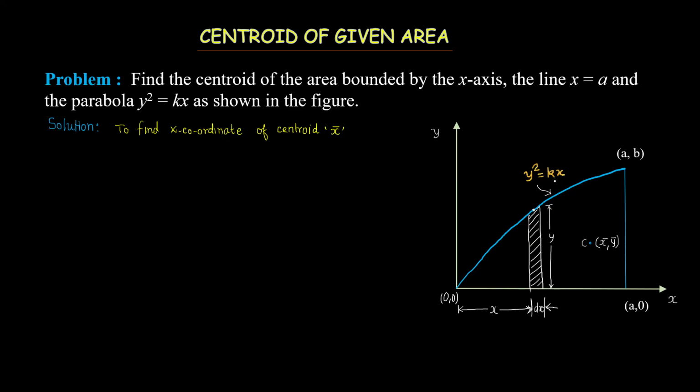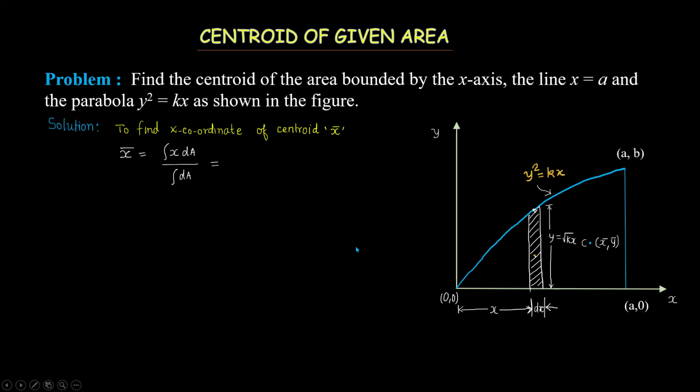From this equation, I can easily make out the value of y is given as square root of kx, because this particular point obeys the equation of the parabola. So y is going to be square root of kx. Now, to find the x coordinate of the centroid, the procedure is very simple. The x coordinate of the centroid is given by this expression: x bar equals integration of x times the area of the strip I have taken, divided by integration of the area of the strip. This is the equation by which we can find the x coordinate.